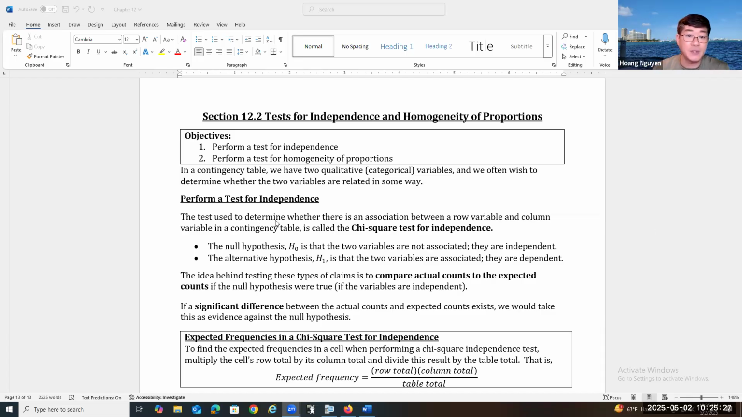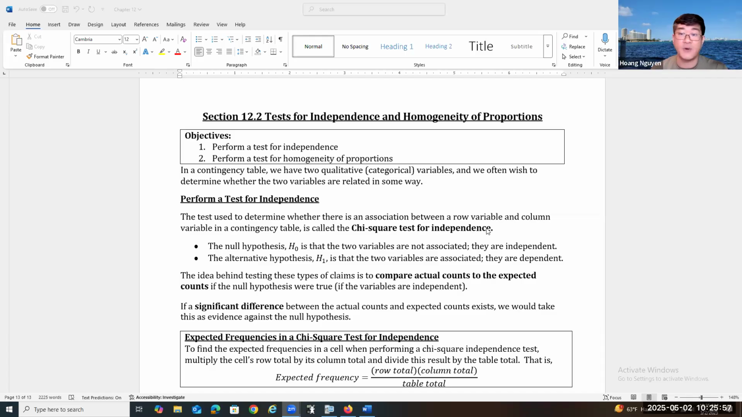The test used to determine if there is an association between the row variable and the column variable in a contingency table is called the chi-square test for independence. So if you want to determine if the row variable and the column variable in a contingency table are related in some way, then we're going to use the chi-square test for independence.